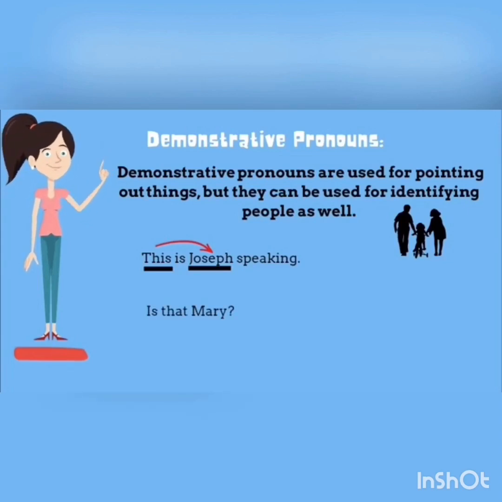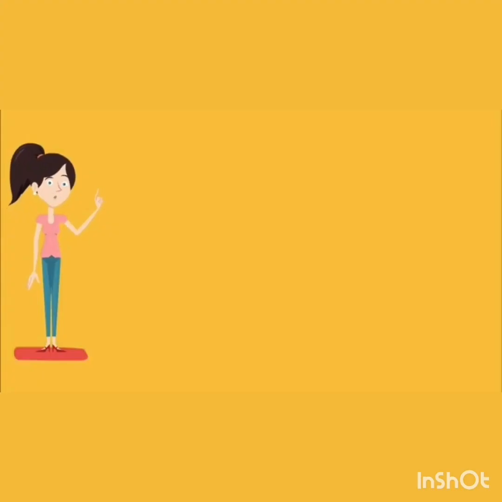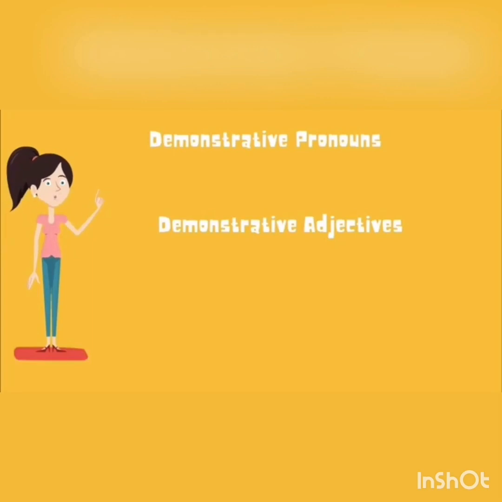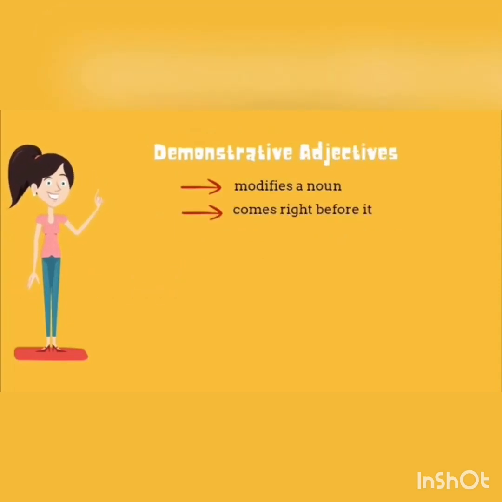Is that Mary? This might look like a demonstrative adjective, but if you make the question into a statement, it will read, that is Mary. Do not confuse demonstrative pronouns with demonstrative adjectives. They are identical, but a demonstrative pronoun stands alone, while a demonstrative adjective modifies a noun and comes right before it. Here's an example of a demonstrative adjective.